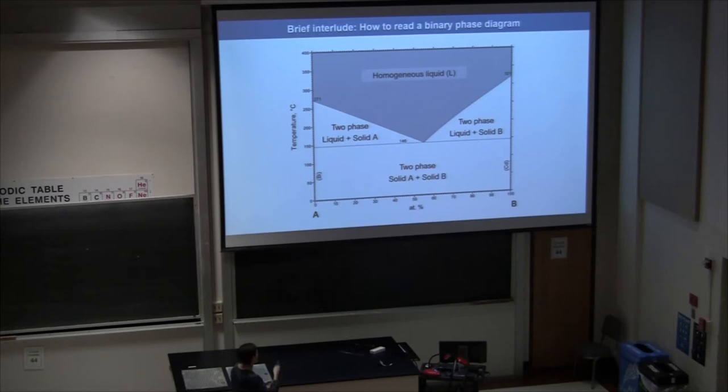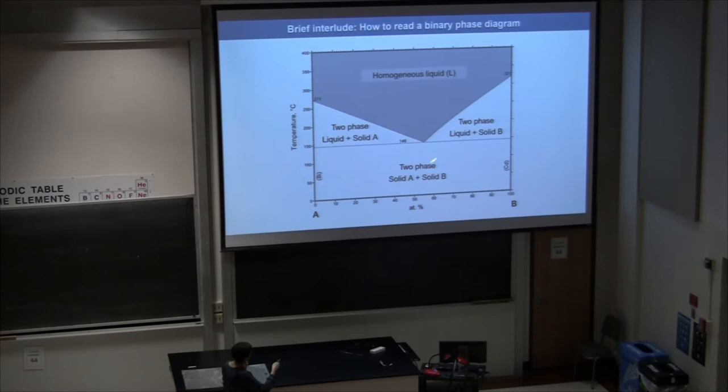And so since we have some of solid A compared to the initial composition, it means that our liquid must be slightly rich in B relative to the ratio that we started with. And then the opposite is true here. For composition at this point, if I have some of solid B, the liquid must have a little bit less of B in it than what I started with. So the liquid is slightly richer in A.